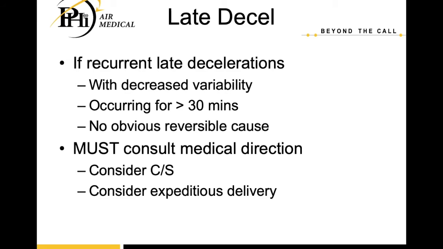As with prolonged decelerations or as with persistent bradycardia, if you're having recurrent late decels, especially if you have decreased variability and you can't fix it despite resuscitation, we need to contact medical direction and consider either some sort of expeditious delivery or be able to talk to somebody and figure out something that we're missing in the resuscitation.